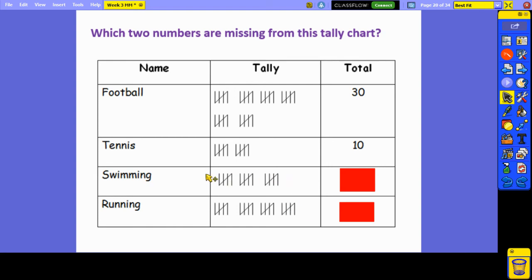Right, let's have a look at swimming. I know in a tally, when it's crossed, this is a 5, so I can count in 5s. 5, 10, 15 people like swimming. 5, 10, 15, 20 people like running.